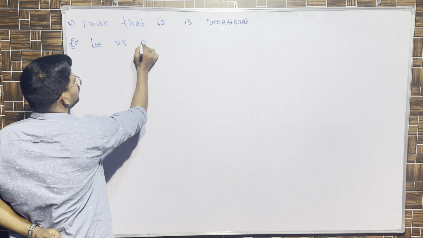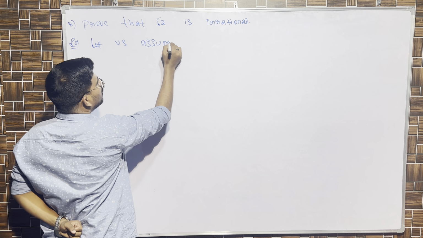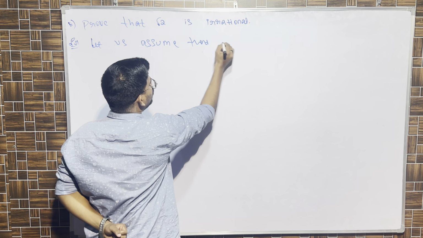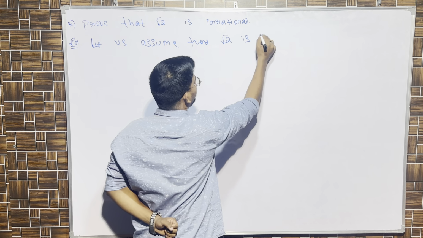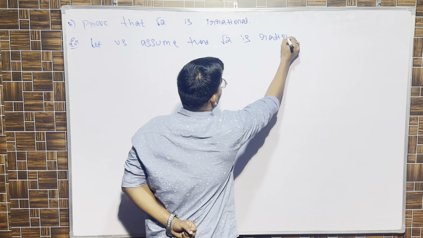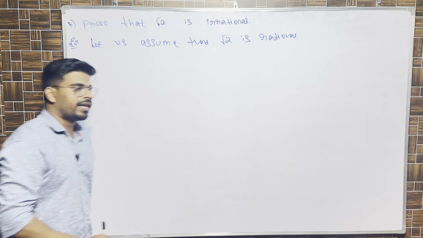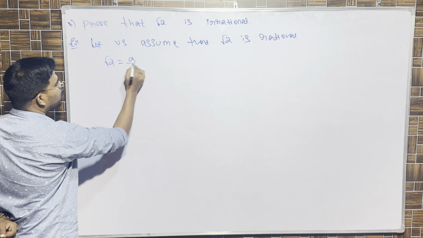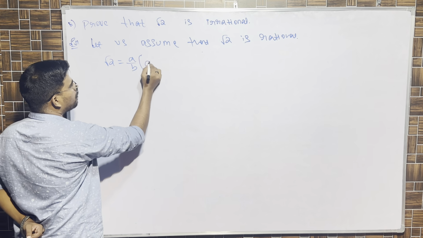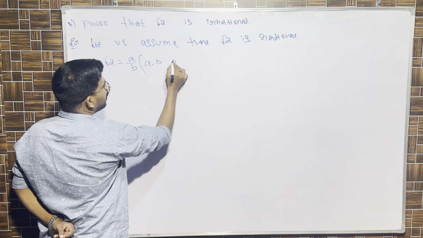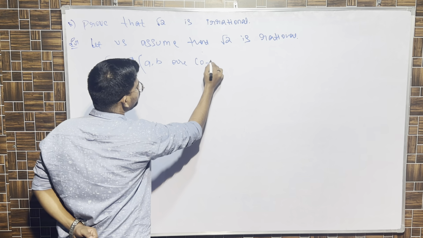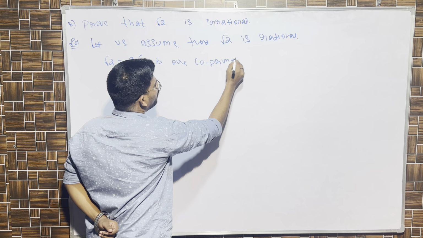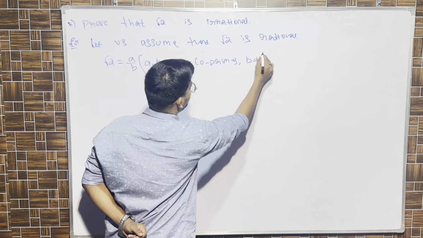Let us assume that root 2 is rational. First we'll consider this as rational. Now if it is rational, we can write root 2 is equal to a by b, where a, b are co-primes and b should not be equal to 0.